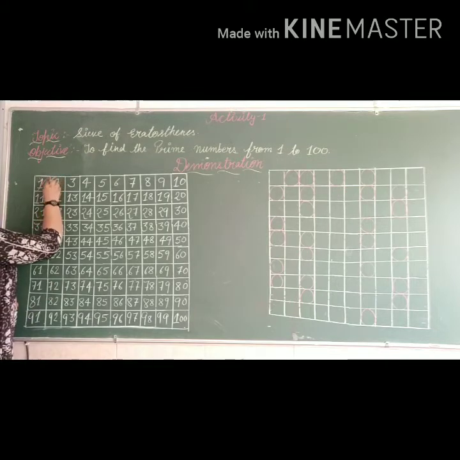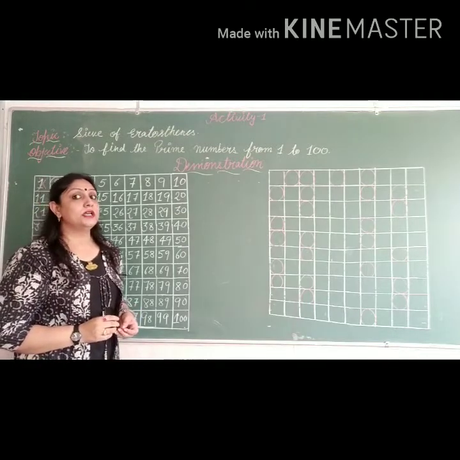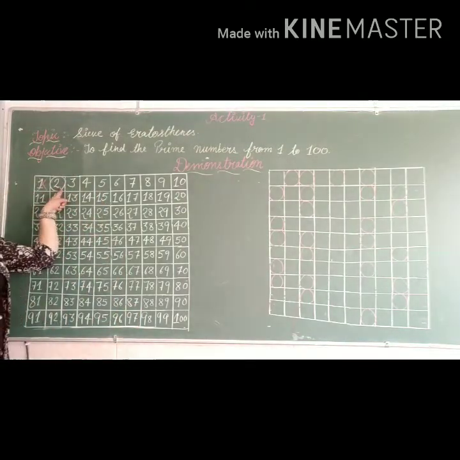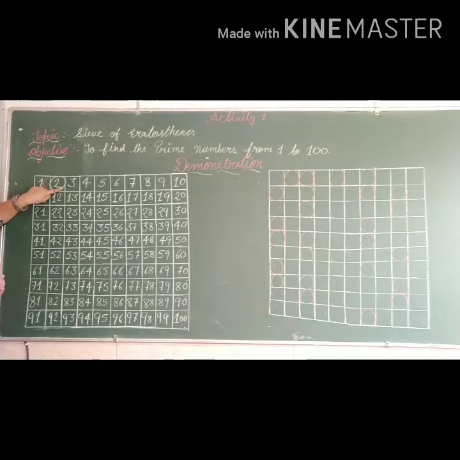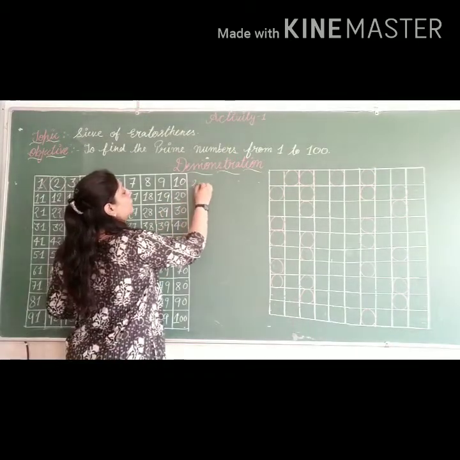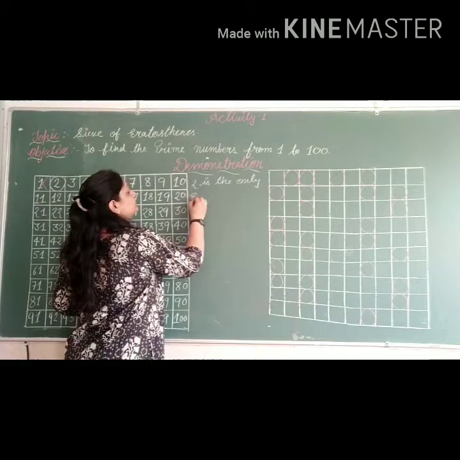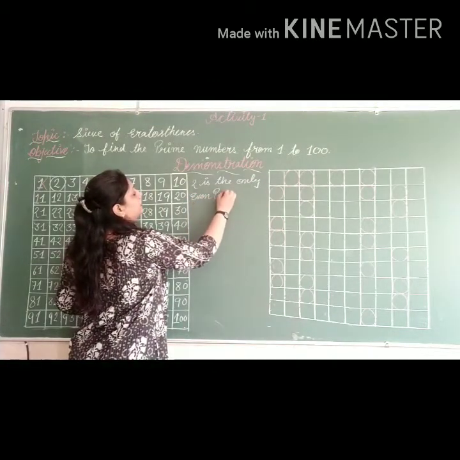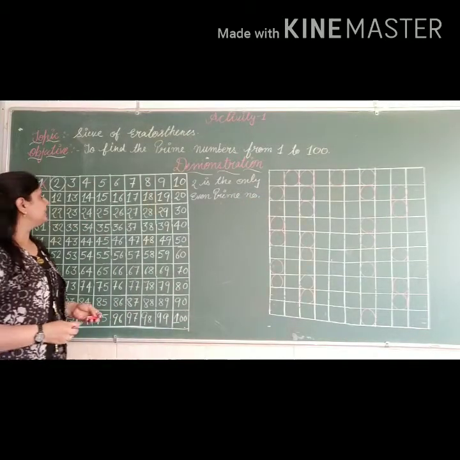Now it's the turn of number 2. I am circling the number 2. Do you know why I have circled the number 2? Because this is a prime number. It has only two factors, 1 and the number itself. Or you can say it is greater than 1 and it is divisible by itself only. The main fact: 2 is the only even prime number.